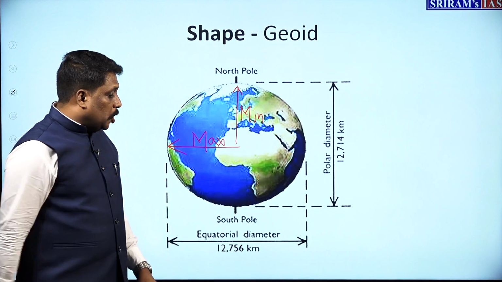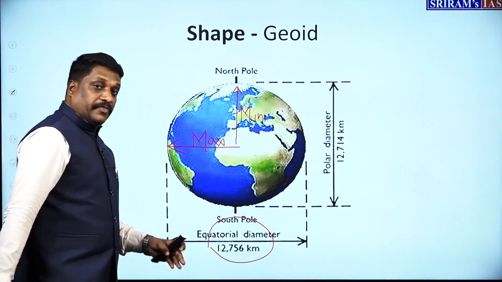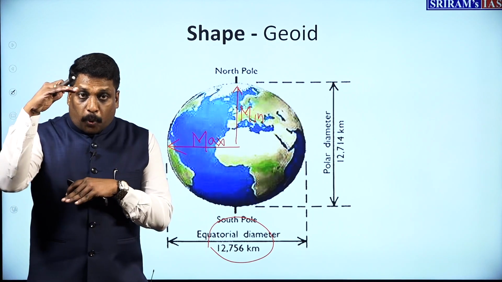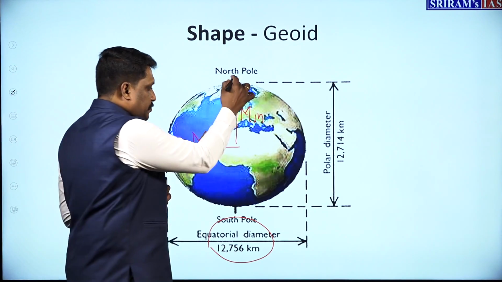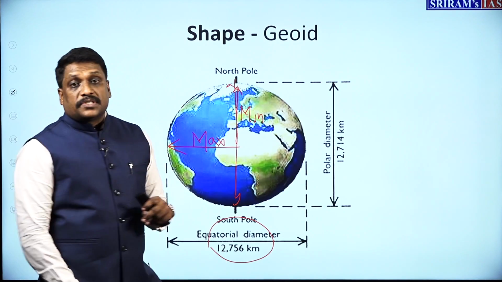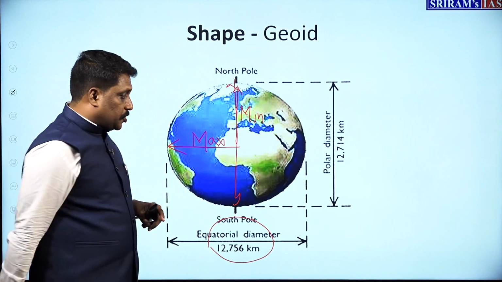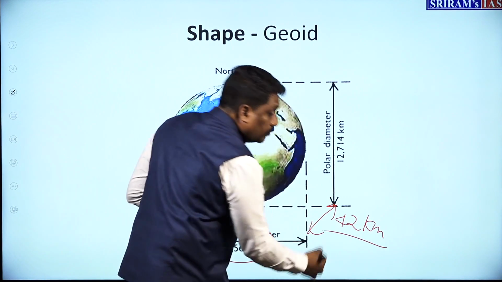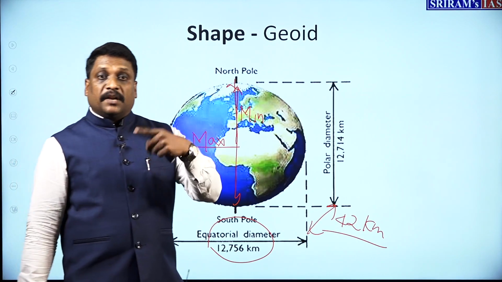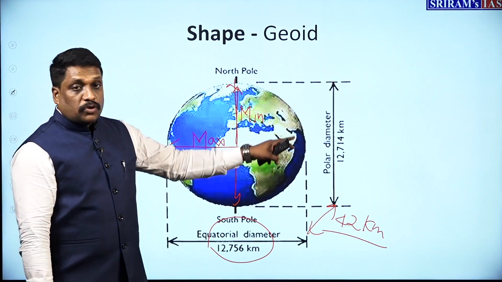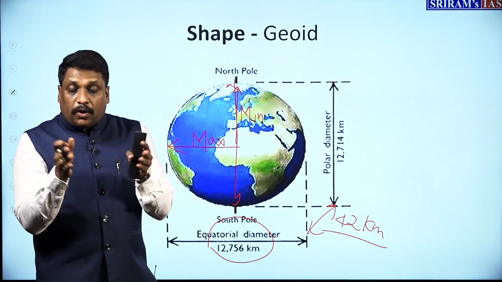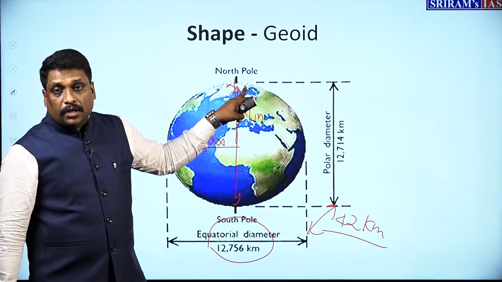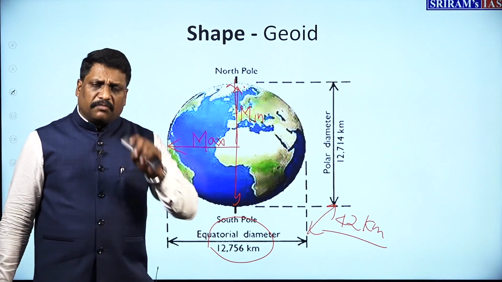For example, when I talk about the equatorial diameter, it is somewhere around 12,756 kilometers. When I talk about the polar diameter, pole to pole, what exactly is the distance? It is somewhere around 12,714 kilometers. It means I have a difference of how many kilometers? 42 kilometers of difference in terms of diameter. If I convert into radius, there is a difference of what? 21 kilometers. It means the equatorial radius is at least 21 kilometers more than that of the polar radius. A very important fact.